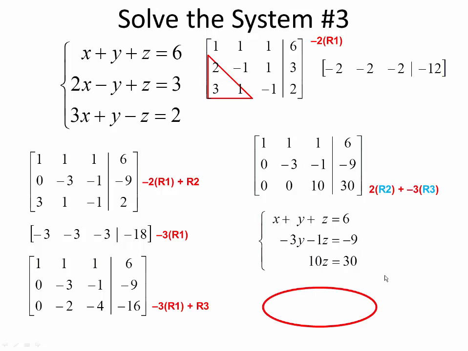All right, and then back substituting, we get 3 times 10 is 30, and putting that 3 into this z, I can solve for y. Once I solve for y, I get 2, and I can put those back into z and y. I can get x as 1.